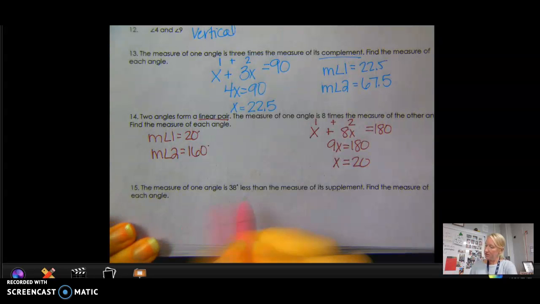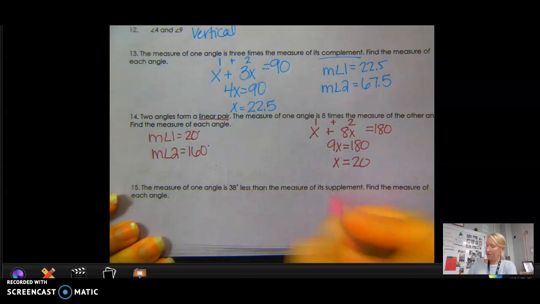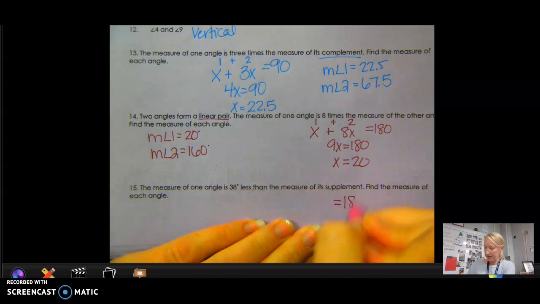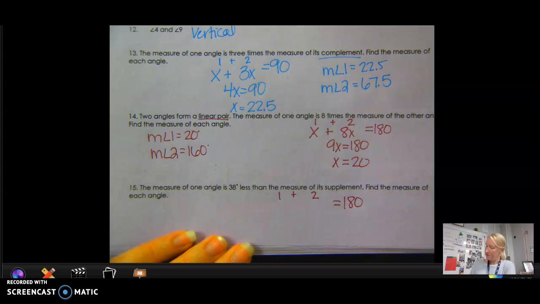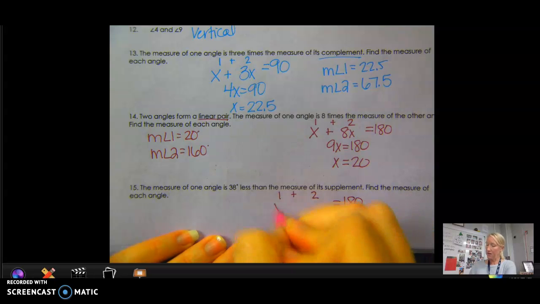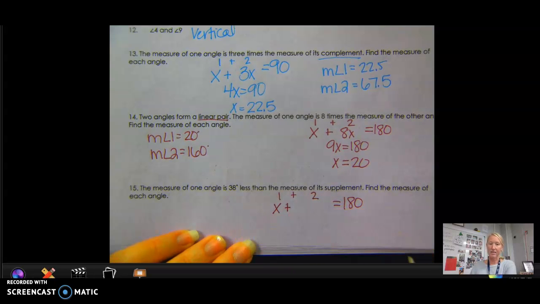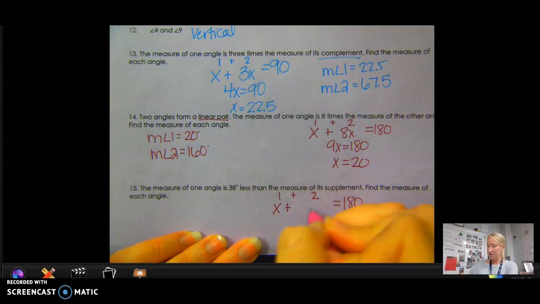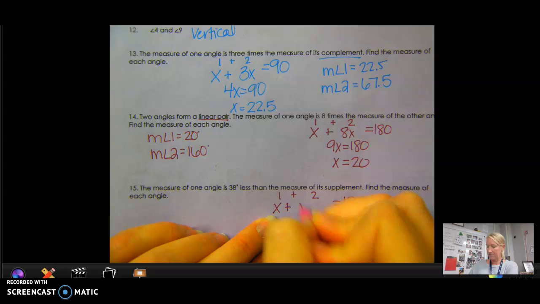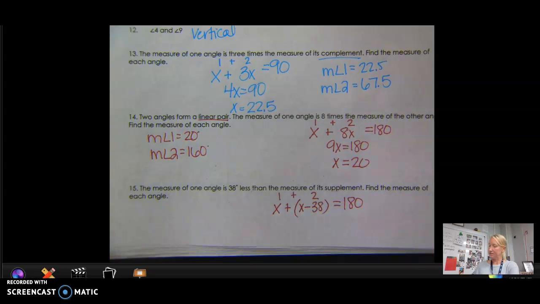The measure of one angle is 38 less than the measure of its supplement. Supplementary angles equal 180. So angle 1 plus angle 2 would equal 180. The measure of one angle is 38 less than its supplement, so we don't know what angle 1 is, but to that we add angle 2. We know angle 2 is 38 less than that. Well, 38 less than that angle would be x minus 38. That would be what 38 less than that angle is.